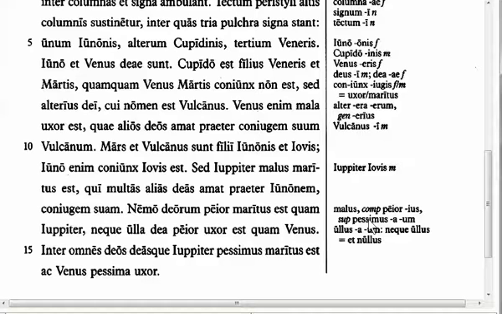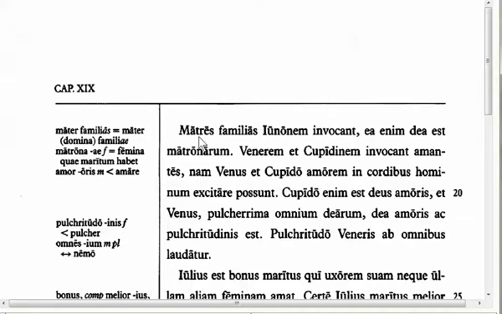So the next feature I want to point out is in line 19, and we see this sentence: matres familias Iunonem invocant, nam dea est matronarum. So the mothers of the family call upon Juno, for she is the goddess of mothers. And matres familias, the mothers of the family, is an old formula for a kind of position of authority in the family. The pater familias and the mater familias had certain rights and privileges in Roman law, so it's a legal term. And notice how familias is an archaic, ancient genitive form, the long as ending. It looks like an accusative form, but it's actually a genitive, so literally mothers of the family.